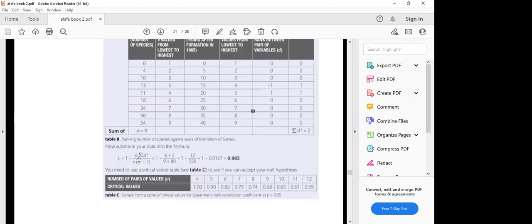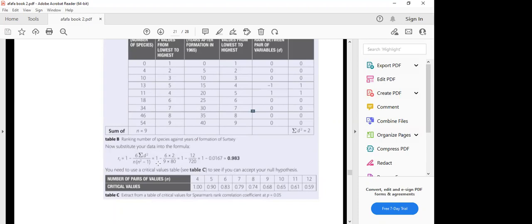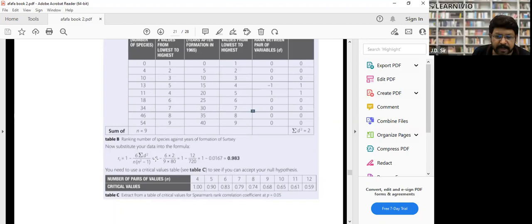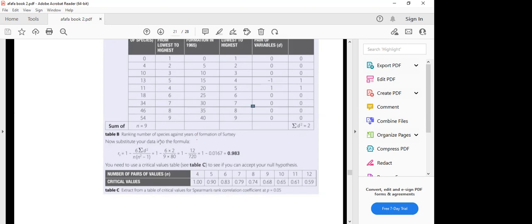d square is equal to 2. So 6 into d square, right? Same. Minus 1 is here, minus 1 is here. The same value has been put over here. 6 into 2 is 12, and here 9 into 80 is 720, right? It's a simple calculation, nothing else. Okay, what about the last table? That's completely confusing.